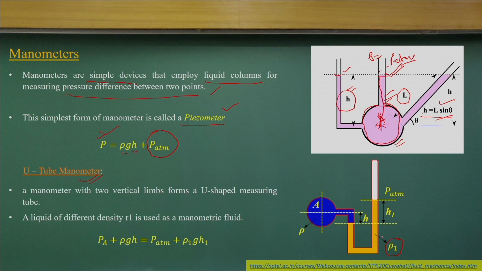So, for example, we will have a liquid that is heavier or lighter than the fluid being carried by these pipes. So, what do we have? We have a manometric liquid, and we use a U tube concept. It is just a U shape.